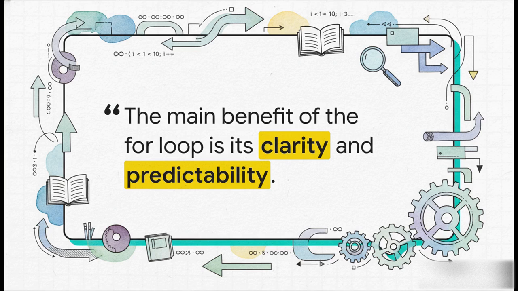So the big takeaway here, it's all about clarity. When another programmer, or let's be real, you in 6 months looks at this code, there's absolutely no confusion. That one line tells the entire story. And this kind of predictability is exactly what separates messy code from professional, easy-to-read code.